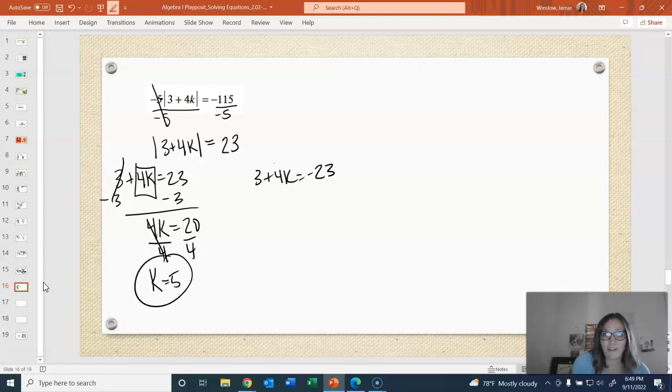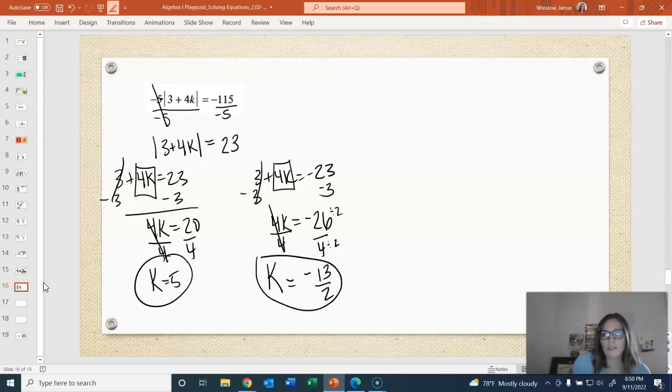See what we get over here. Leave the 4k alone. Subtract 3 first. This is -26 divided by 4. And we can reduce both of these by 2. Right? We get -13 over 2. So let's check it. We're going to plug these into our original equation.